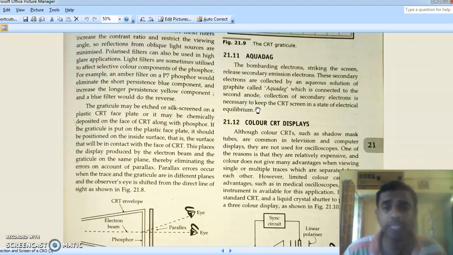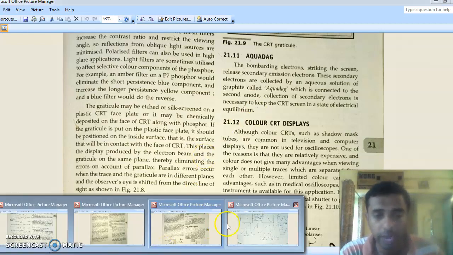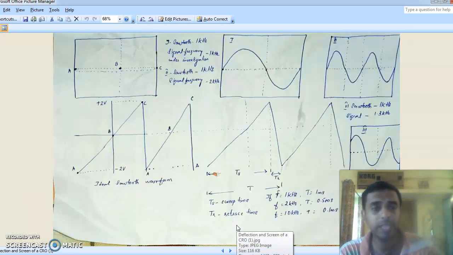Okay, now we'll see the deflection system in detail in the next class. I hope this is very simple. I had a figure with me, but today I don't have the time to explain it. It is a very interesting thing, so we'll see that in the next class.